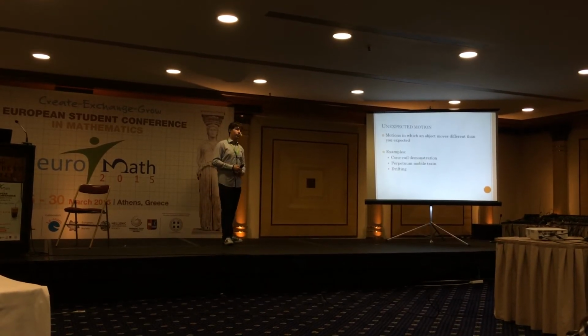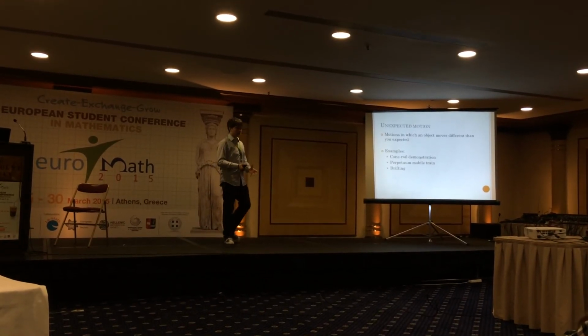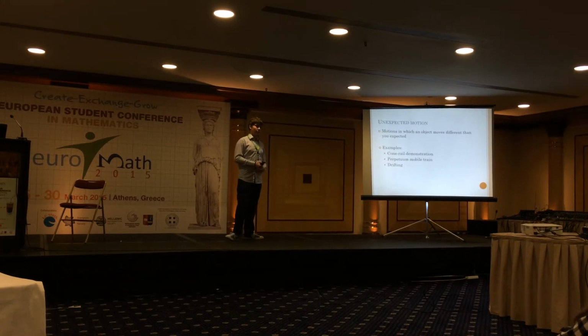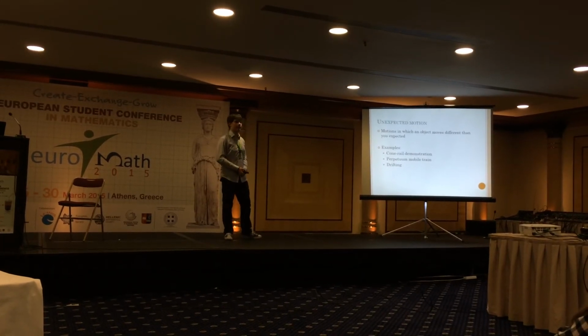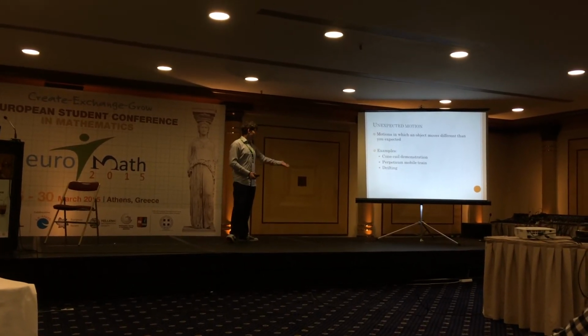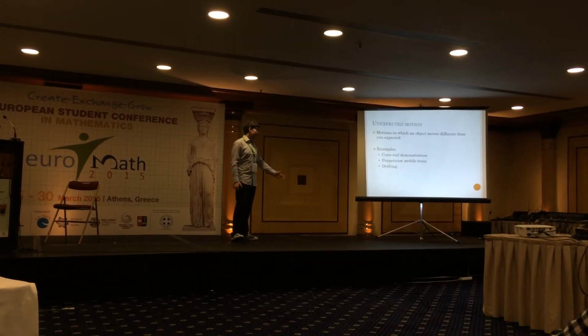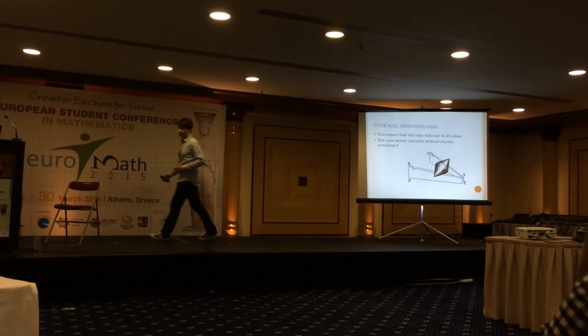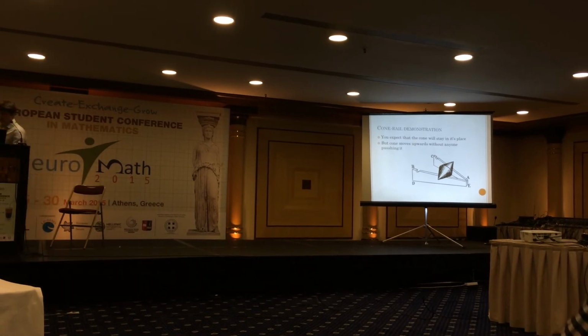Okay, unexpected motion. So we all know what motion is, but unexpected motion is a motion in which an object moves differently than you expected. Examples include the cone rail demonstration, perpetual model train, and drifting. Now, the cone rail demonstration, I have a model of that here. I'd like to show it to you now.